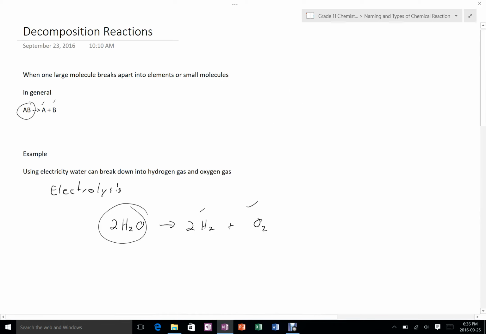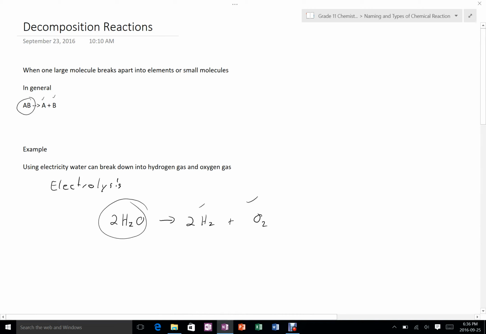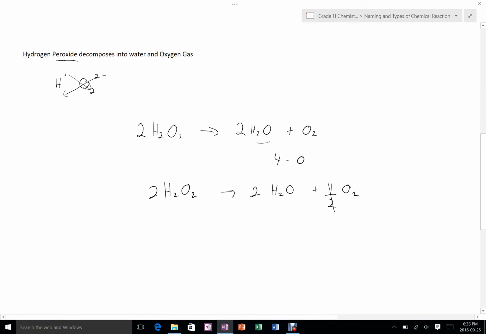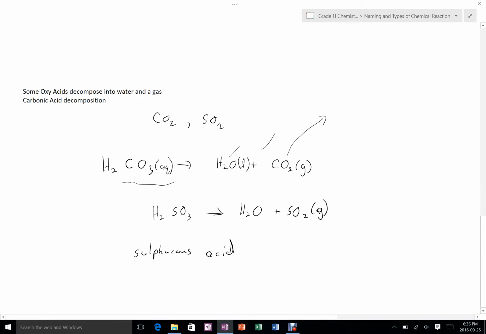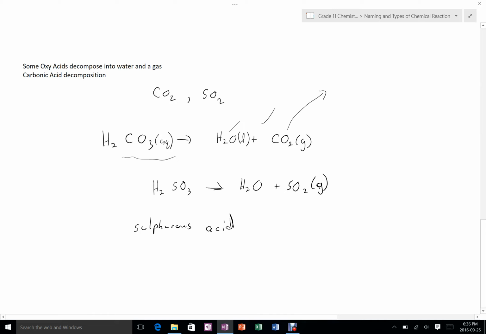So one more time, decompositions occur when one big thing splits into two little things. We can do that by putting electricity into water to get H2 and O2. If we have something slightly unstable like H2O2, it can split up naturally. Or if we have something where a gas is produced like CO2 and SO2, and that gas leaves the system, then the thing can never get back together and form the big molecule again, and so the reaction can proceed because of that reason.